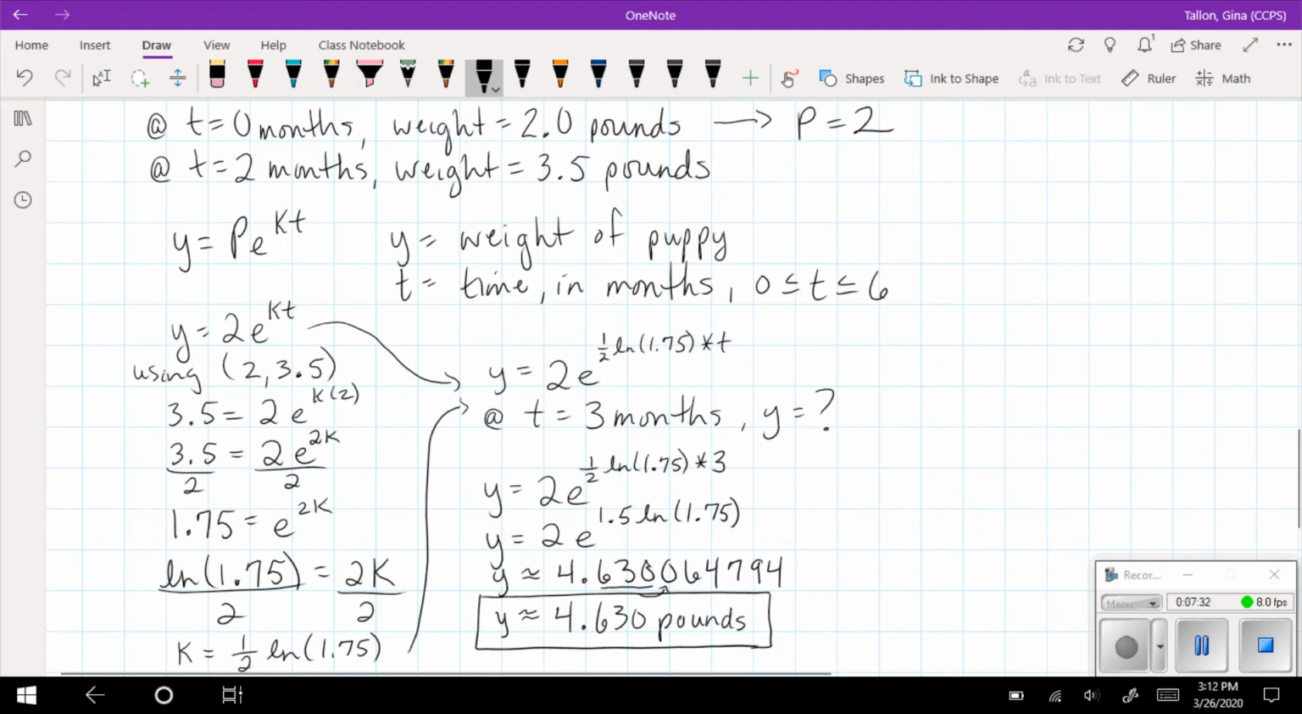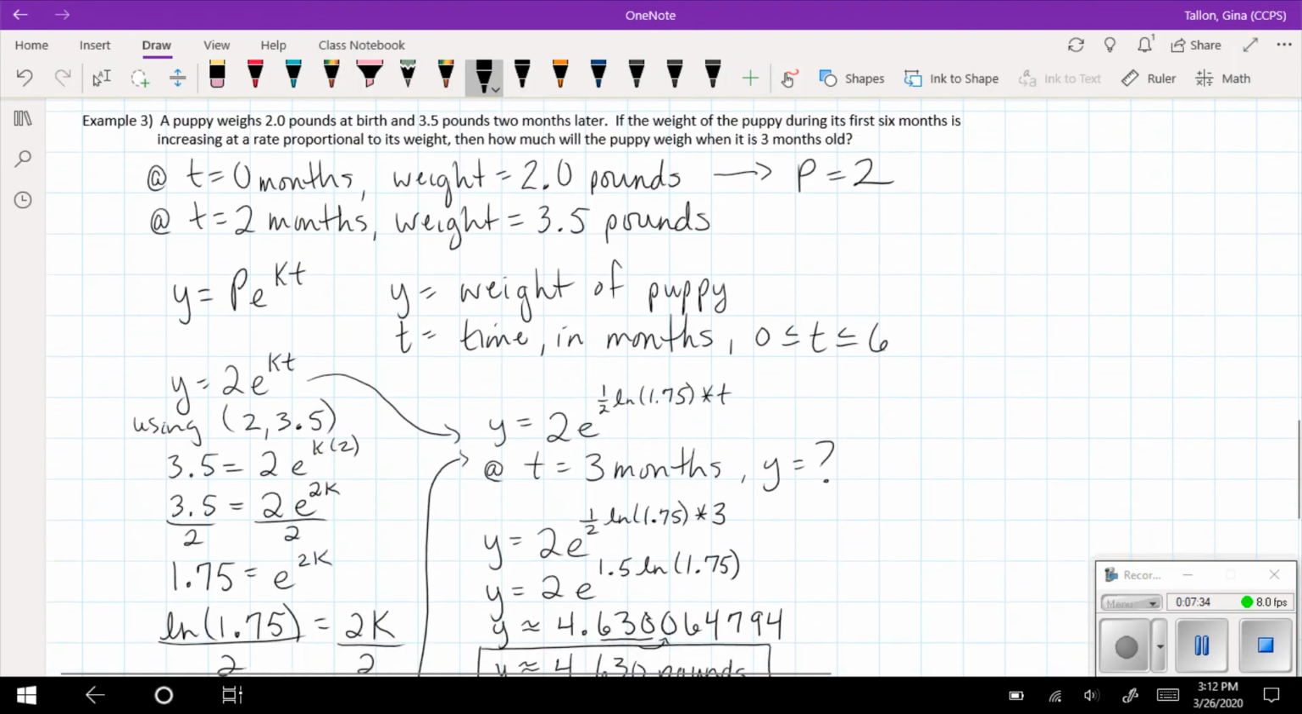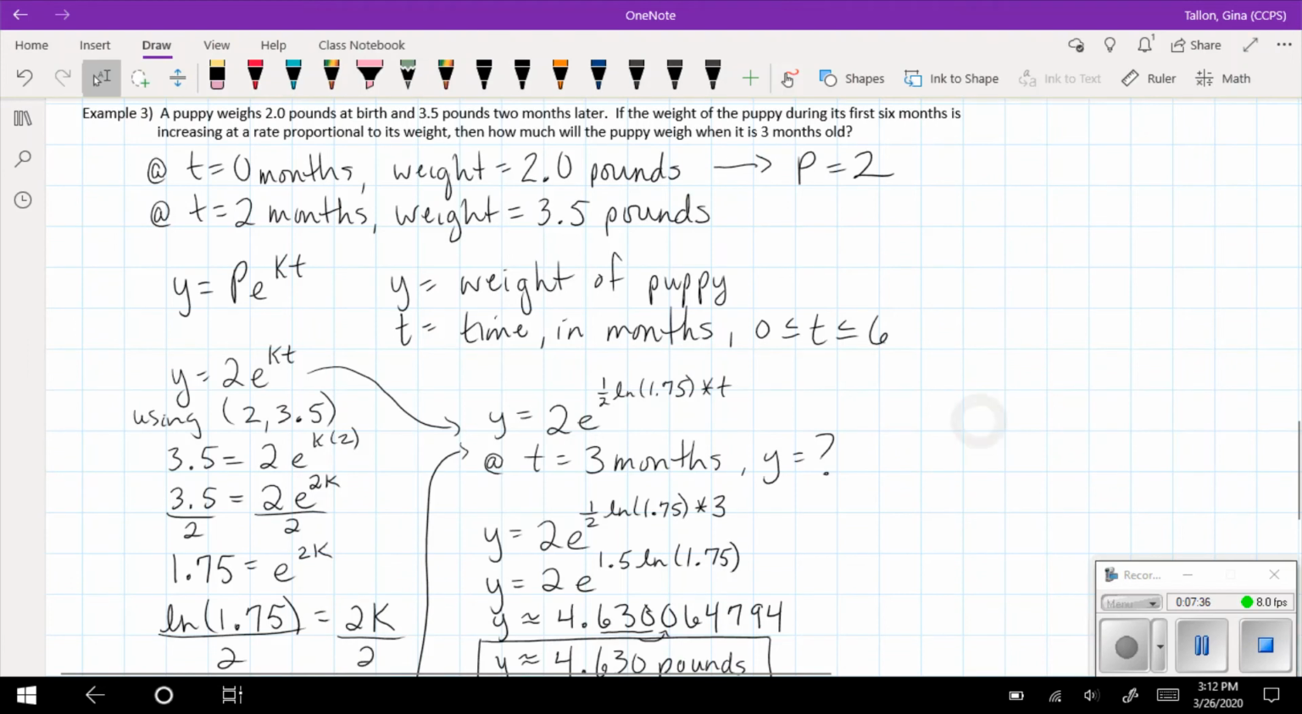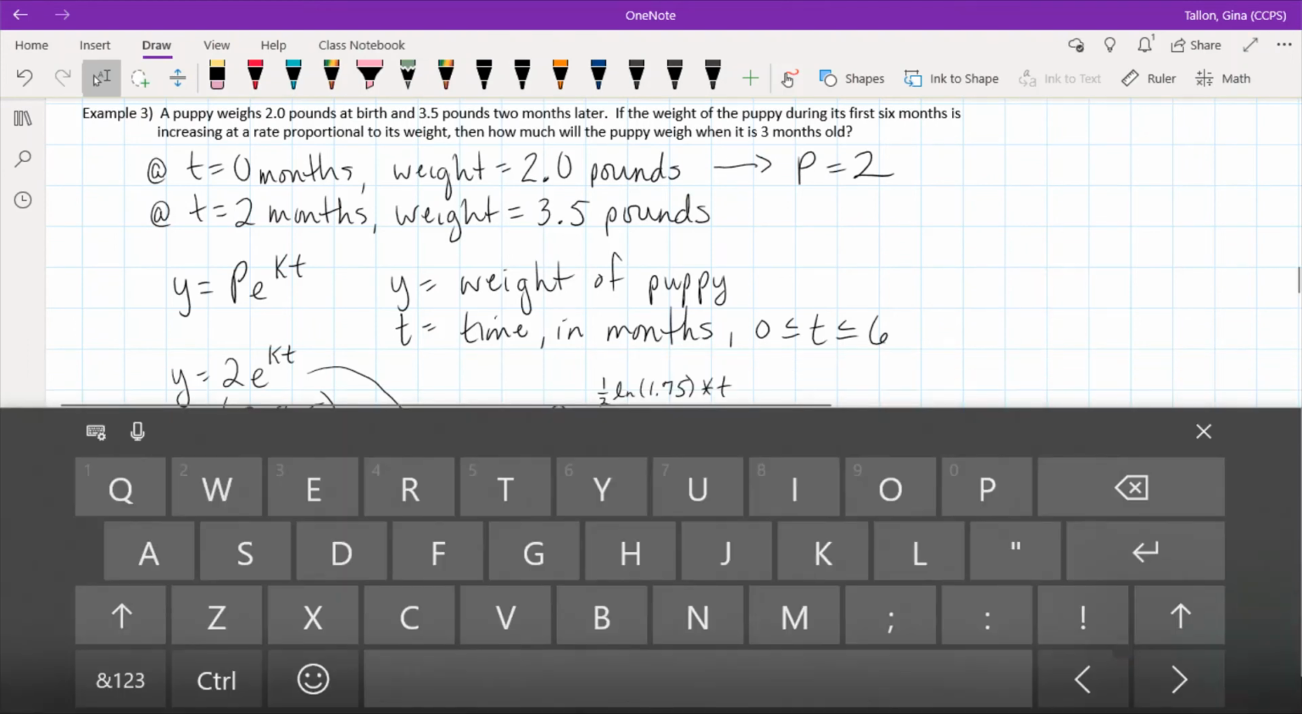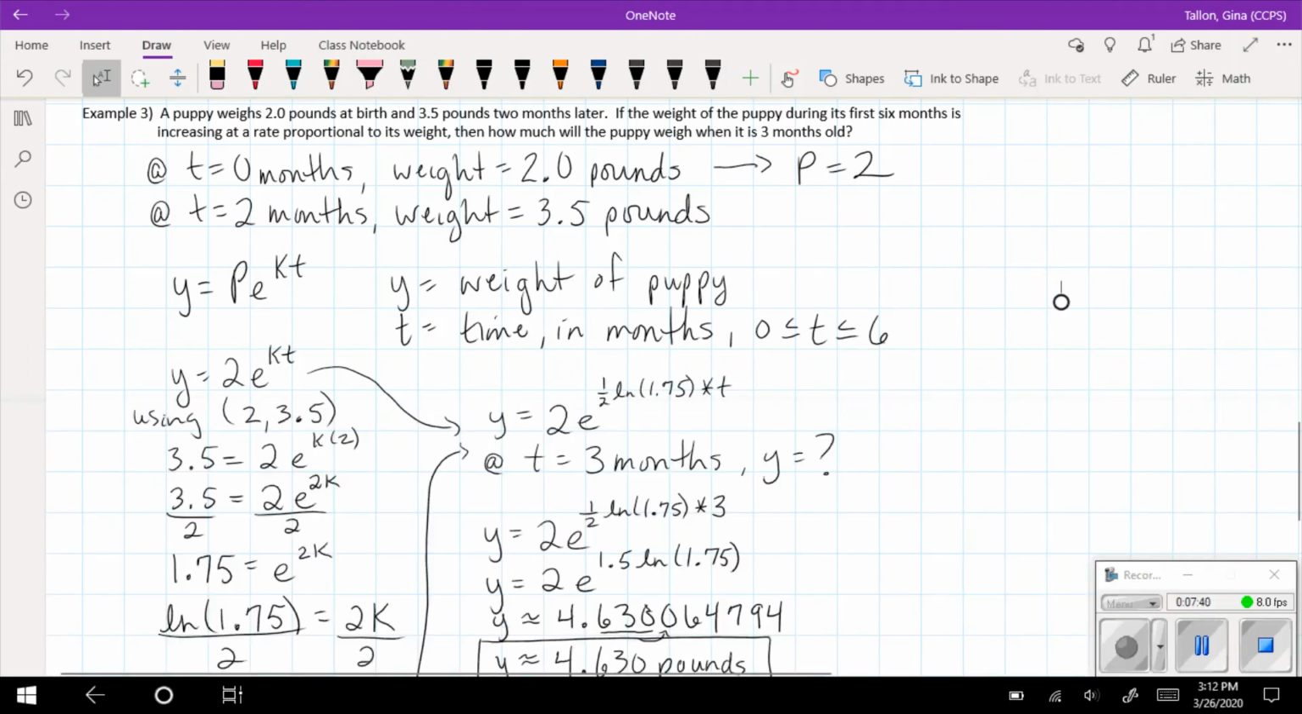So I'm hoping that's kind of clear to you. It's kind of a straightforward question. Once you've done a couple of these, it gets easier and easier and easier. So example 3 is done. Does it make sense? At t equals 0, the puppy's 2 pounds. At t equals 2, the puppy's 3.5 pounds. At t equals 3 months, yeah, I mean the puppy's growing, so I think it makes pretty good sense.